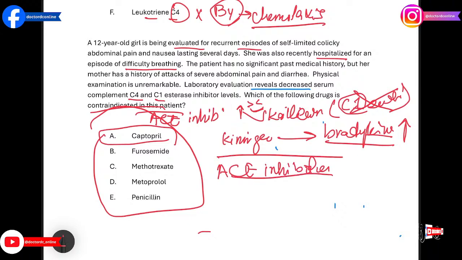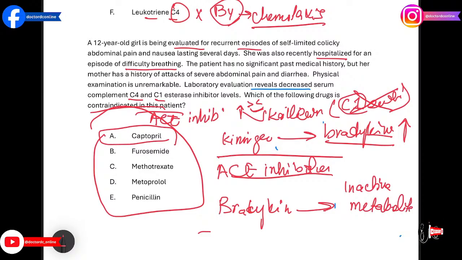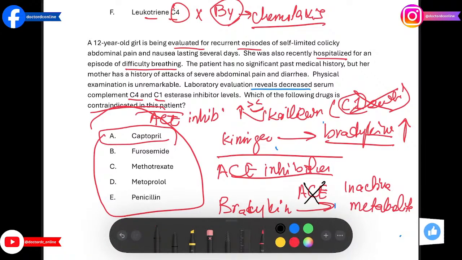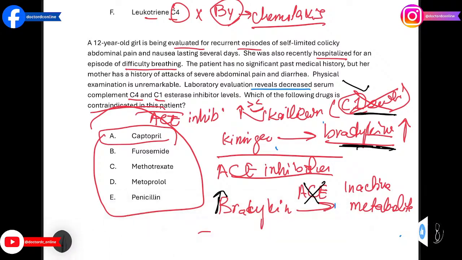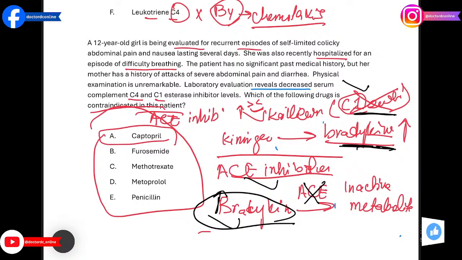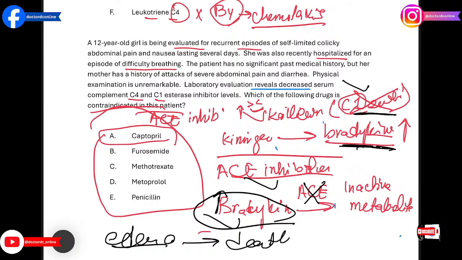What was the work of angiotensin converting enzyme? It converts the bradykinin into inactive metabolites in the presence of angiotensin converting enzyme. But when you inhibit angiotensin converting enzyme, bradykinin will automatically increase. First, due to this disease, the absence of C1 esterase, there is already an increase in bradykinin. But when you take an ACE inhibitor, bradykinin increases even more, and it will be very dangerous. Edema can lead the patient to death.